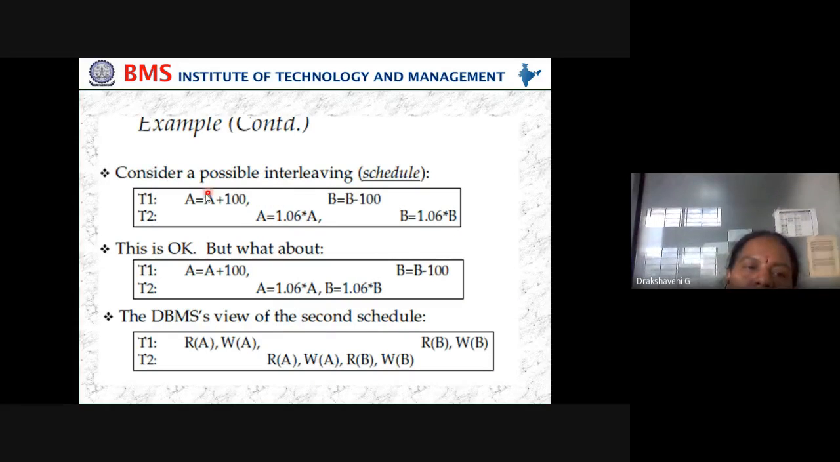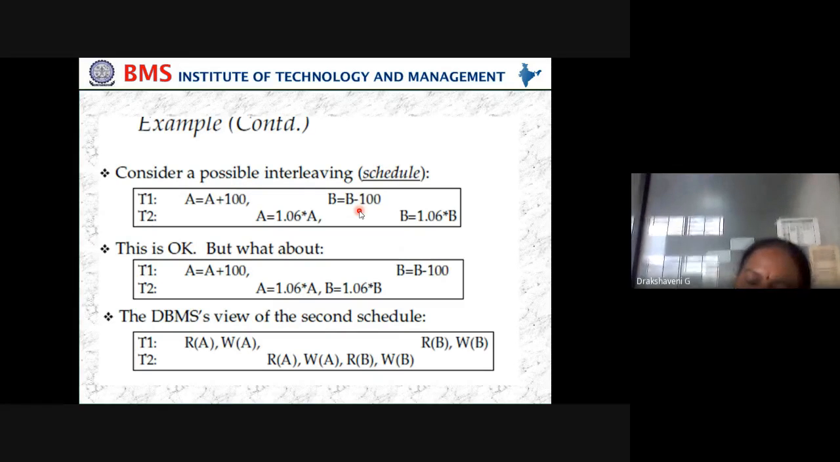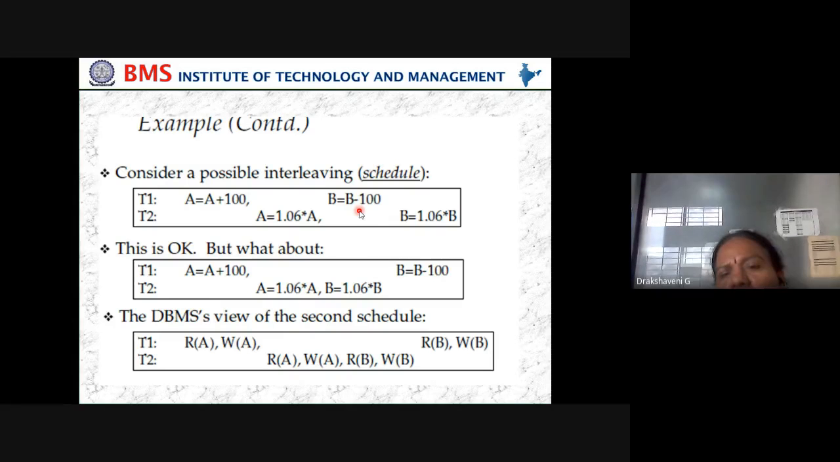Now consider a possible interleaving, that is, a schedule. In the same way, you can see scheduling. You would have seen many kinds of scheduling, like priority scheduling; in data structures we have seen round robin, first come first serve. Similarly here in transactions, which transaction should execute first and which one next. This order is also very important.